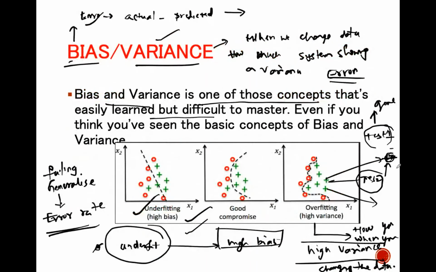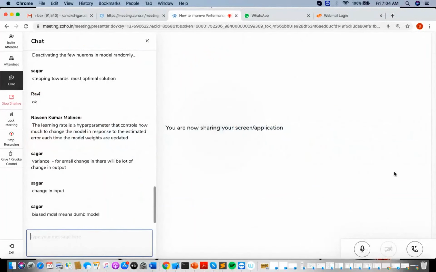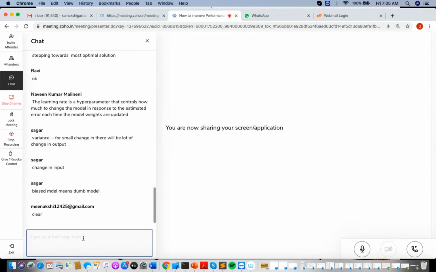Guys, any doubt here? I'll explain and we'll go forward. A very small change in the input can lead to a lot of change in the output. Any doubt on this? Bias, variance, high variance, low variance. All clear. Okay.